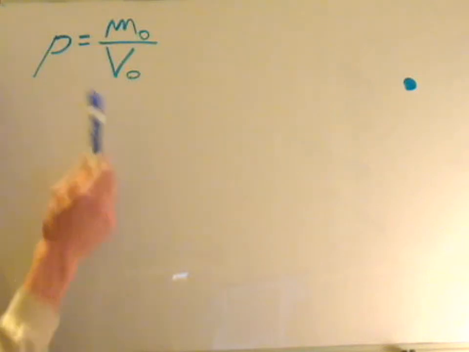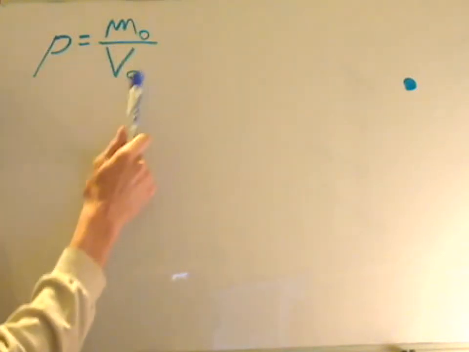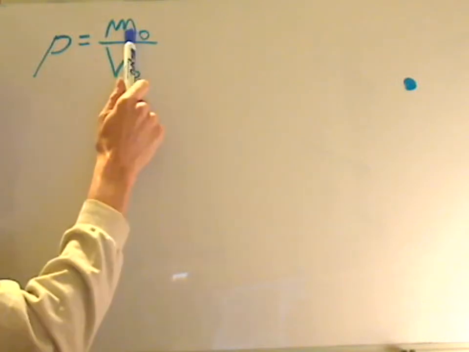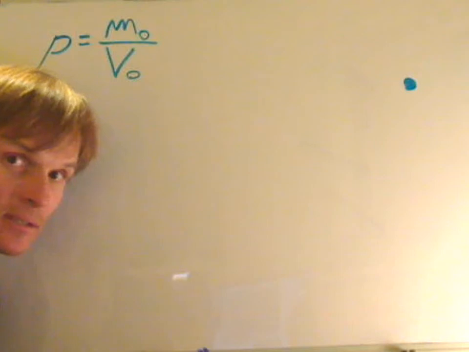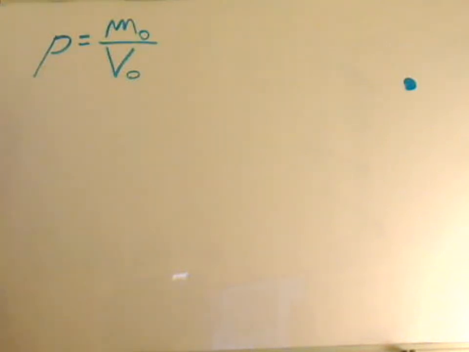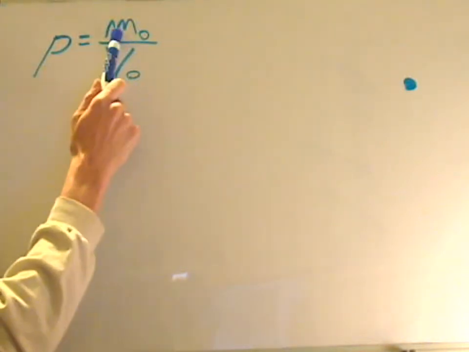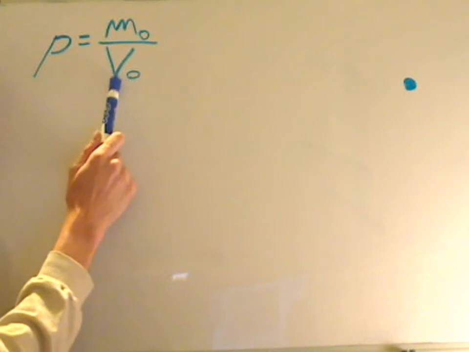And the density of this object is its mass divided by its volume. Now the mass is what we're given in the problem. Its mass is 105 grams. So we know that. That's given in the problem. But what we don't know is the object's volume.